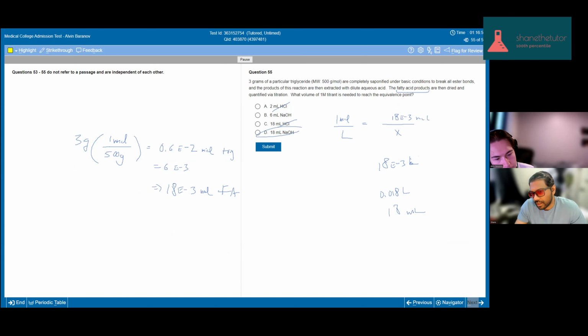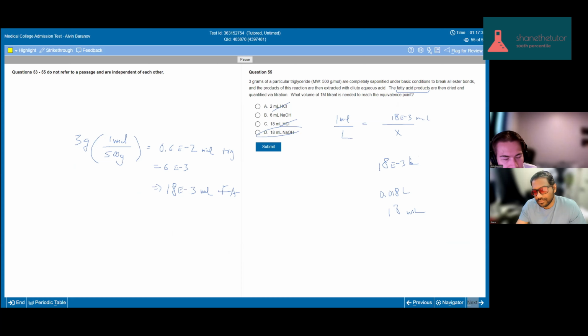Wait, the molar concentration. Well, the equivalence point is when you have moles of titrant equals moles of analyte. But how about the half equivalence point? Half equivalence point will be half of that. That is when you will have pH equal to pKa, or the first pKa. That's when half of the analyte has reacted with the titrant.